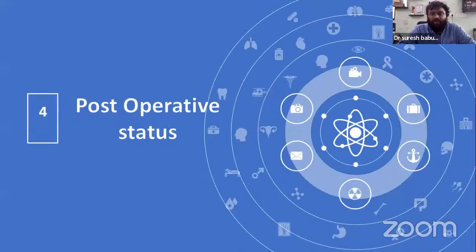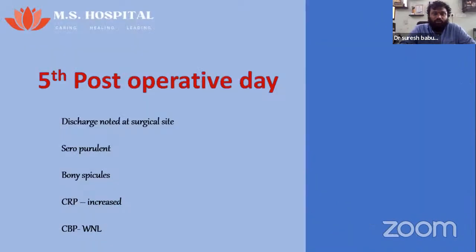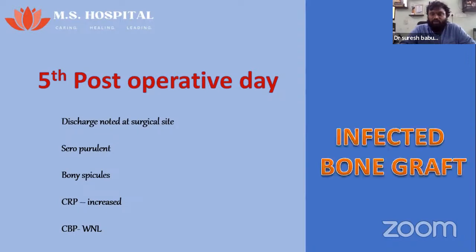Now, in the post-operative phase, on the fifth day, there was a discharge from the surgical site, which was seropurulent along with bony spicules. We got CRP and CBP done. CRP was raised and the counts were within normal range. So we made an impression of early infected bone graft.